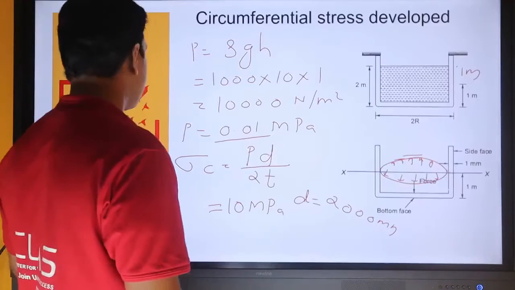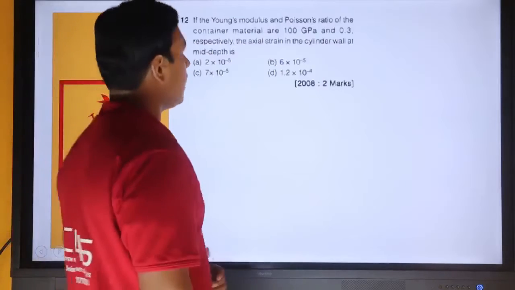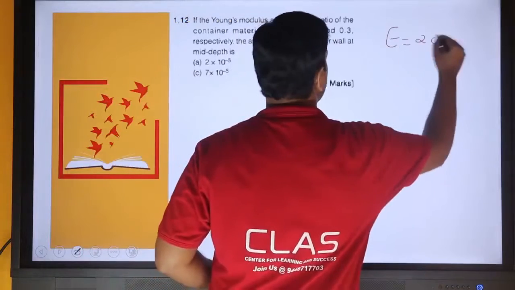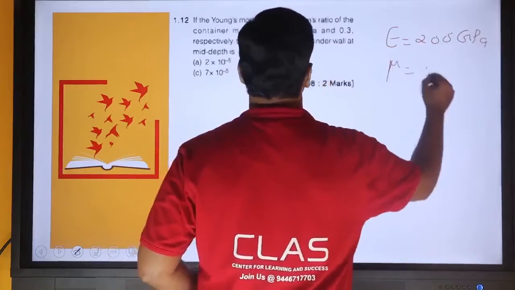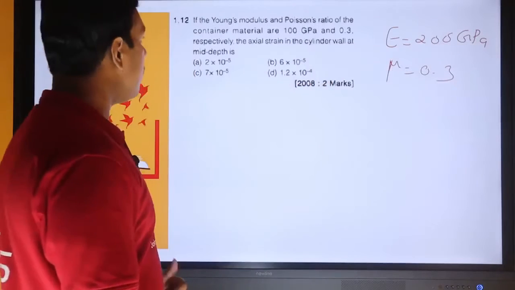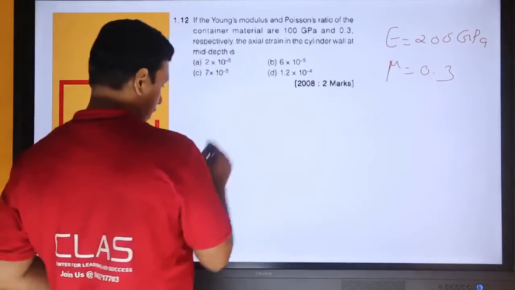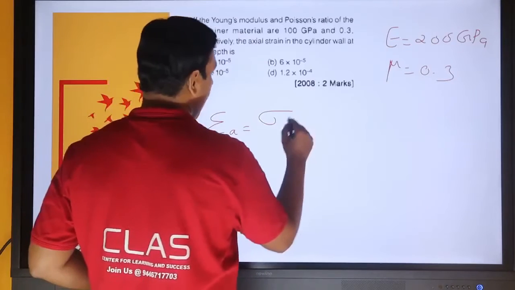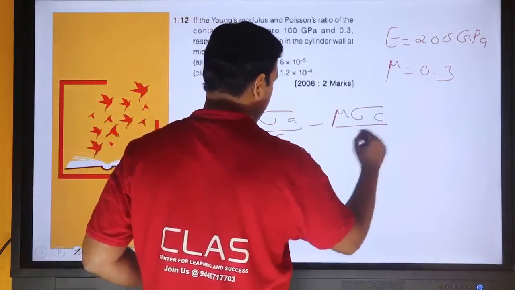Then second question. The Young's modulus and Poisson's ratio of the container are given. Young's modulus E is equal to 200 gigapascal, and Poisson's ratio mu is also given as 0.3. Then we need to find out the axial strain in the cylinder at the midpoint. Axial strain is equal to axial stress by Young's modulus minus mu into circumferential stress by Young's modulus.